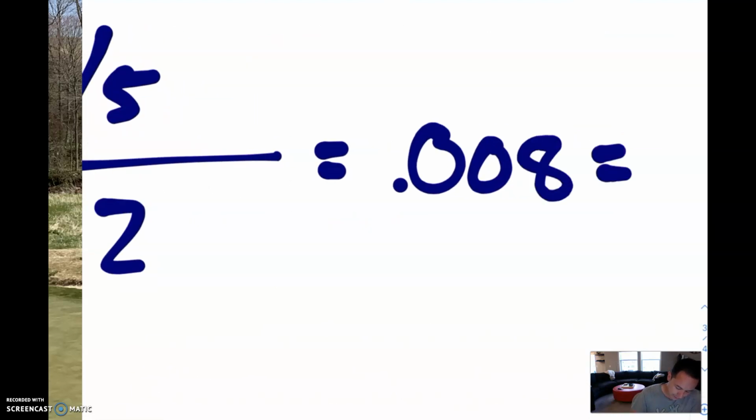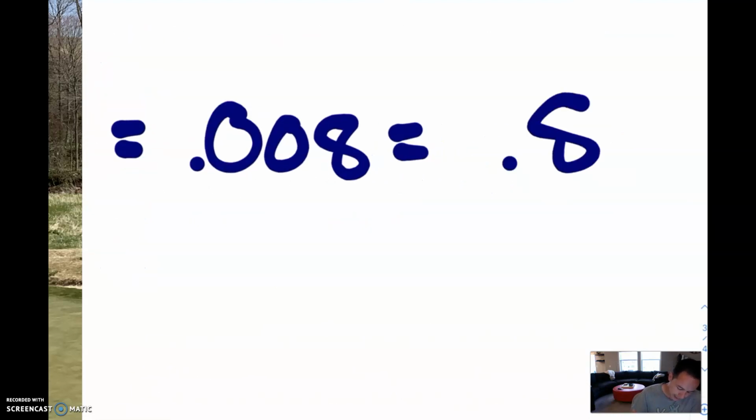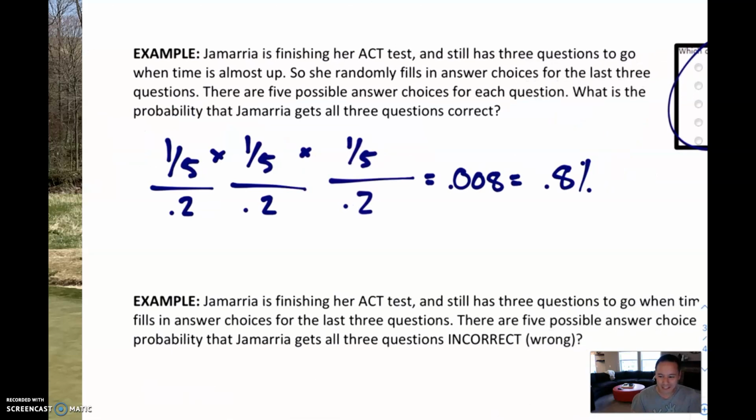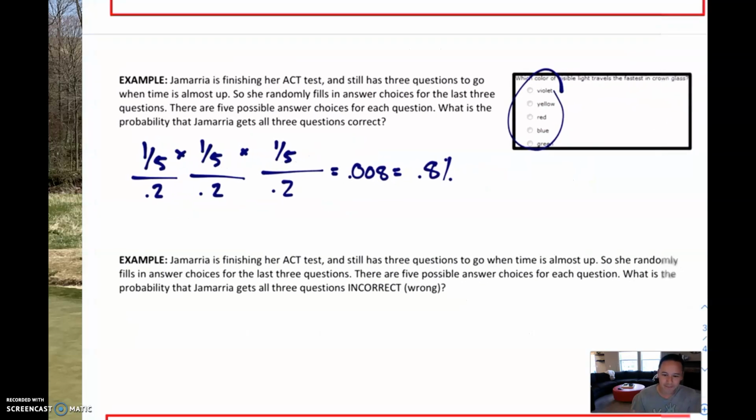0.008, which is 0.8%. It is smaller than 1%. So if you've got 3 questions to go on the ACT, you're probably not going to get them all right if you just guess. It's less than a 1% chance of happening.